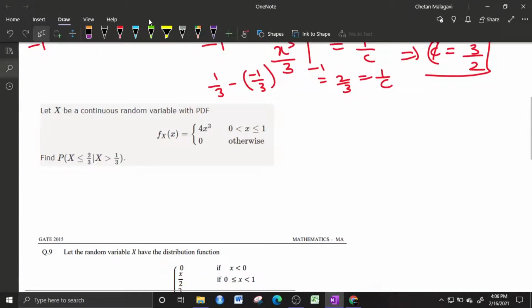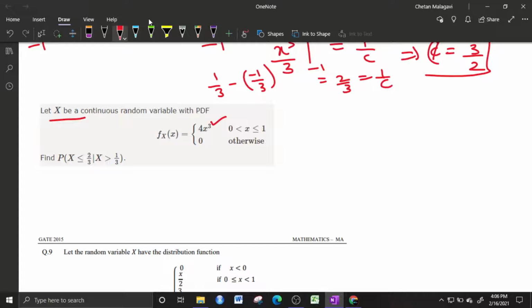Here it is given that X is a continuous random variable with PDF given by 4x power 3, where x takes values from 0 to 1, and we need to find the probability that x is less than or equal to 2 by 3, given that x is greater than 1 by 3.